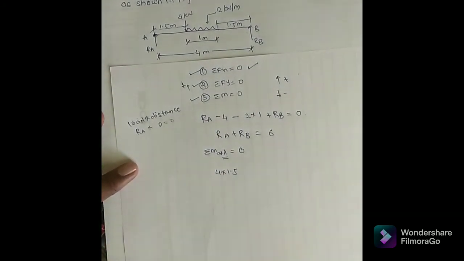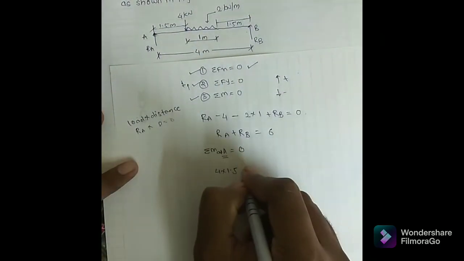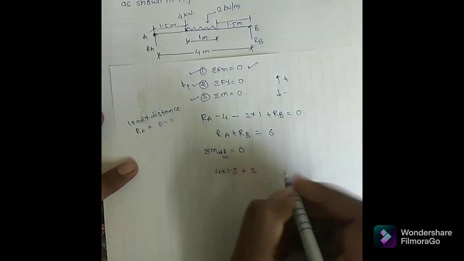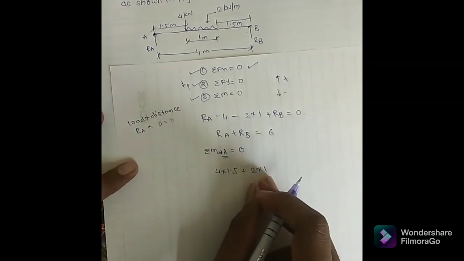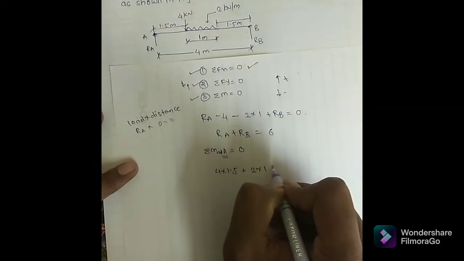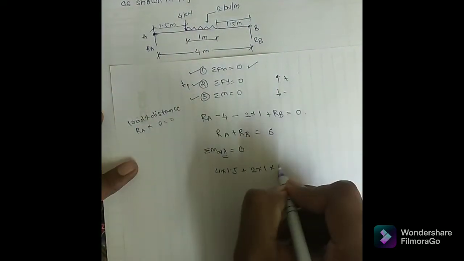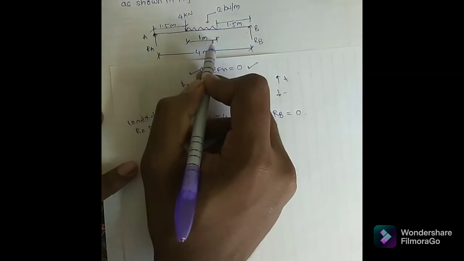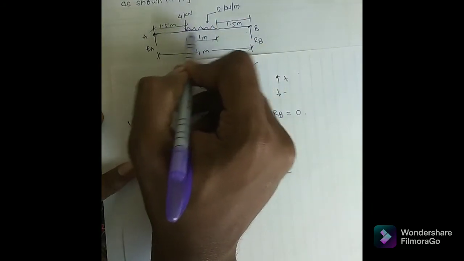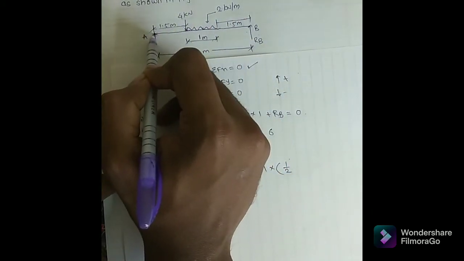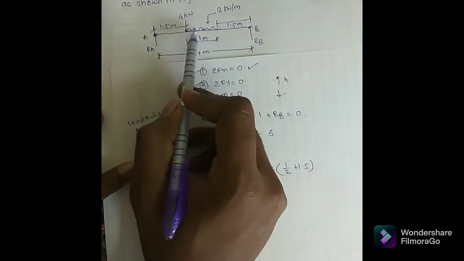The next is UDL. Plus UDL intensity is 2. It is acting on a distance of 1. This is the load. Now we have to multiply it with the distance. This will act at the center, hence 1 by 2. Whatever distance is there, take the half. Now we have to add this distance to reach up to point A. Hence I will add this 1.5. This is the UDL case.